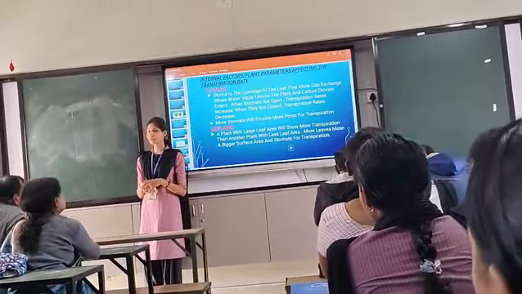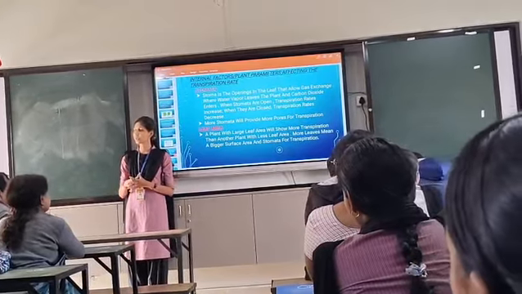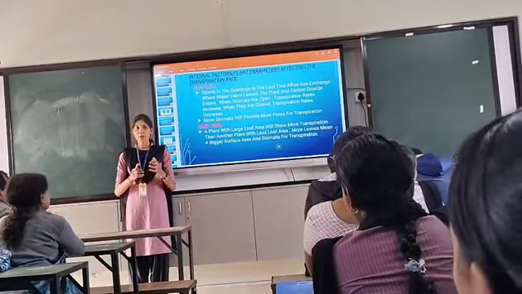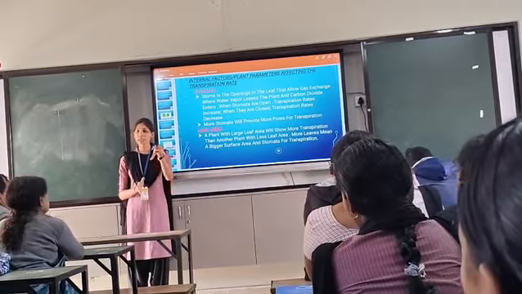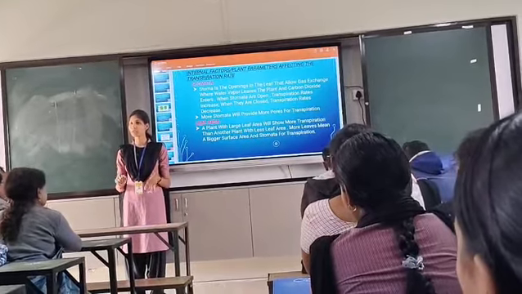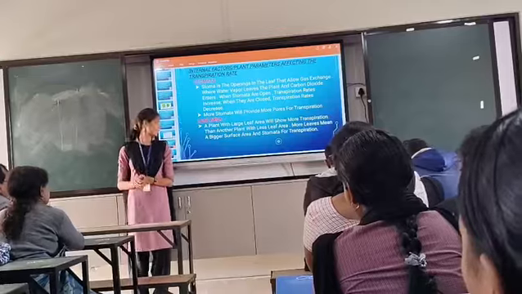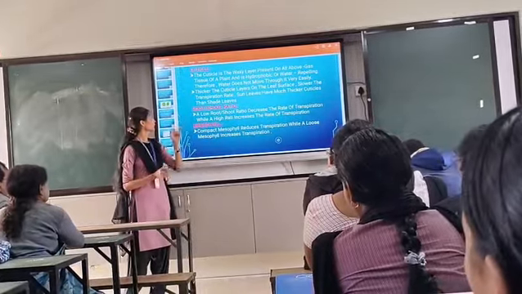Then leaf area. There are some plants which have larger leaf area, and there are also some plants which have smaller leaf area. It was observed that the plants which have larger leaf area tend to show a higher transpiration rate as compared to plants with a lower leaf surface area. Then cuticle.